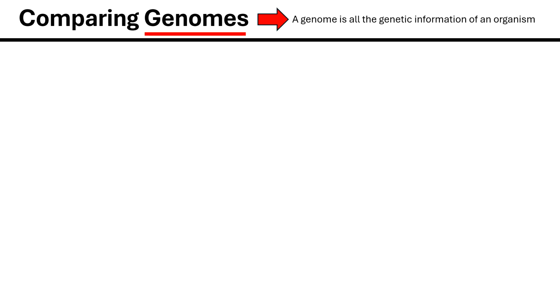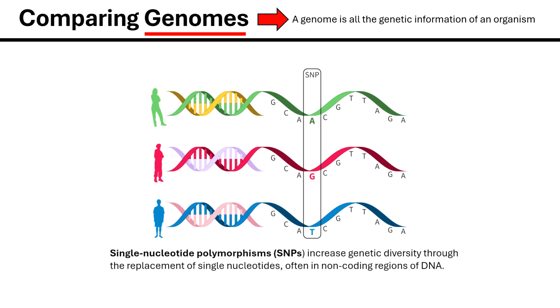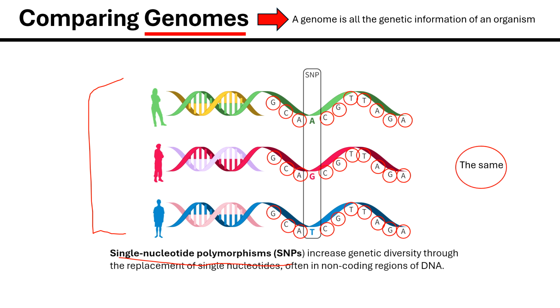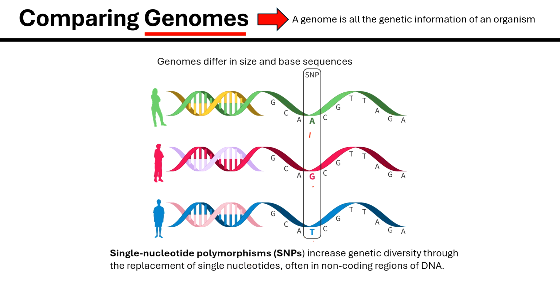A genome is all the genetic information that an organism contains, and it can be changed by single nucleotide polymorphisms. So here we'll see that these three people have the same base sequences or nucleotides around here, as you can see, but have different ones when they are encircled by the single nucleotide polymorphism. So there's A, G, and T. Now this is enough to increase genetic diversity, and this often happens in non-coding regions of DNA. Also have in mind that genomes differ in size and base sequences, okay?